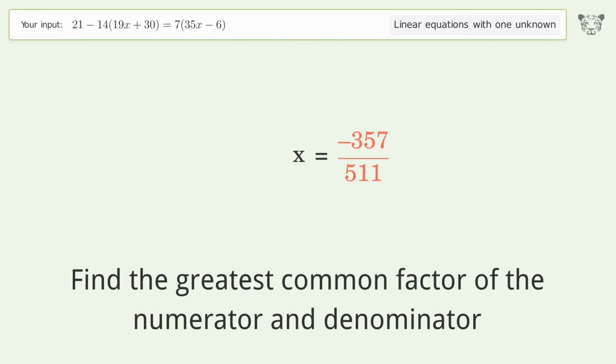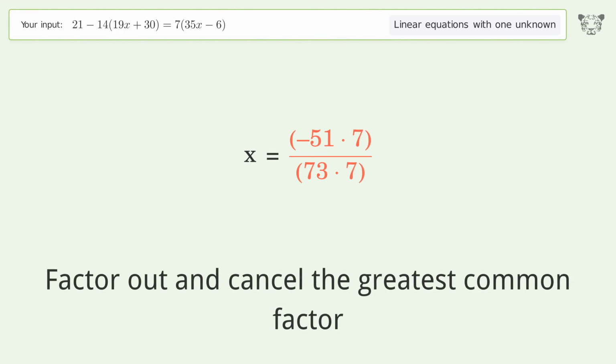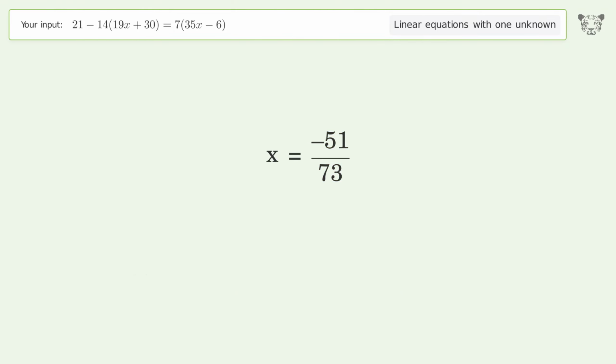Find the greatest common factor of the numerator and denominator. Factor out and cancel the greatest common factor. And so the final result is x equals negative 51/73.